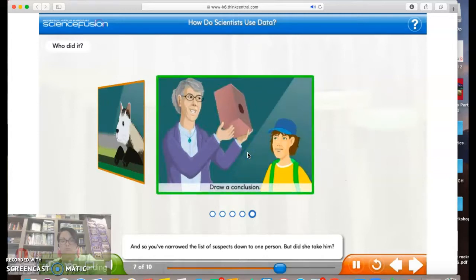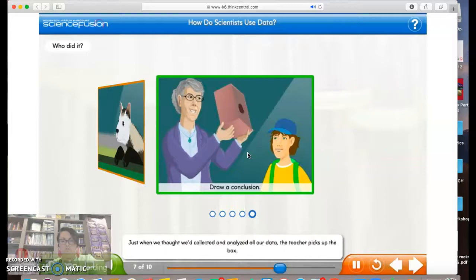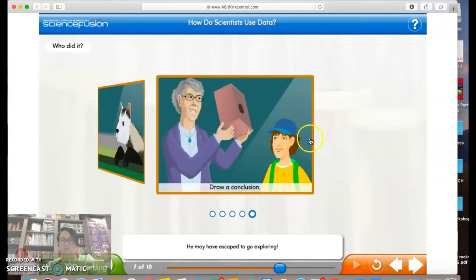And so, you've narrowed the list of suspects down to 1 person. But did she take him? Just when we thought we'd collected and analyzed all our data, the teacher picks up the box. It has a big hole in the bottom. Oh. Frank may not have been stolen. He may have escaped to go exploring. So sometimes the data leads you one direction, but you needed even more information to find out that it's a totally different problem than you thought it was.